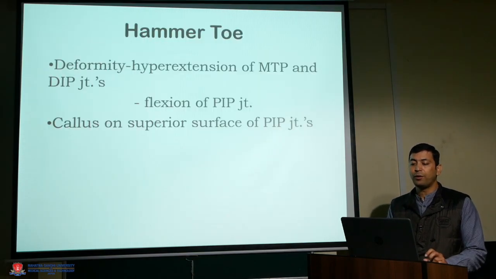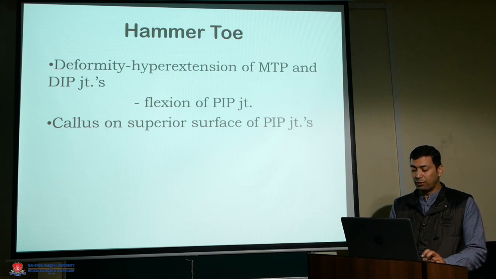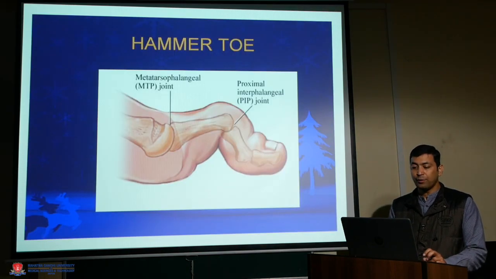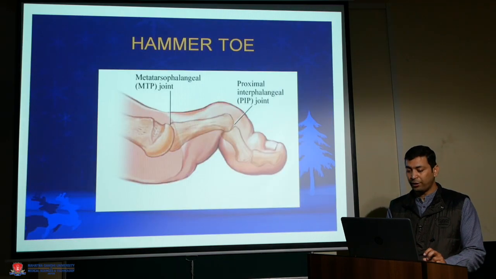Hammer toe is a deformity of hyperextension of the metatarsophalangeal and distal interphalangeal joint, flexion of the PIP joint, callus on the superior surface of the PIP joint. So you can see the hyperextension of the metatarsophalangeal joint and DIP joint.